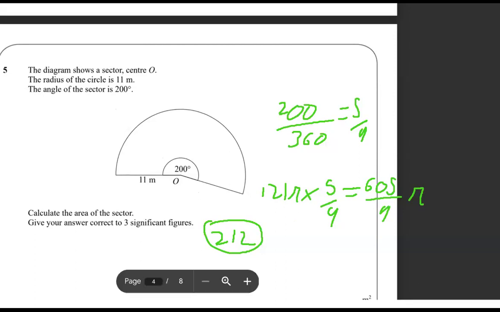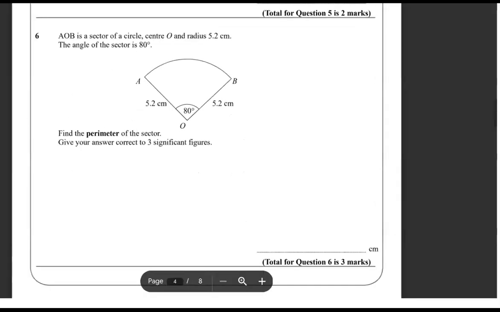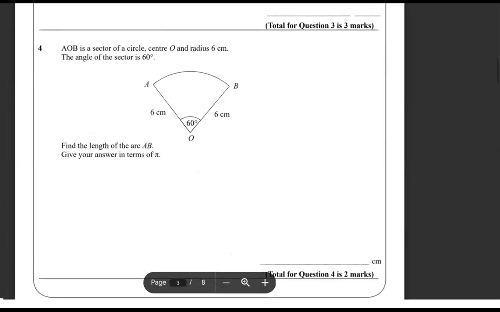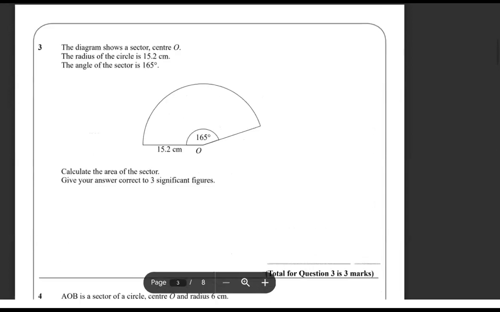So this is the final one now. The final one is length of arc. So that is the length of an arc. If you're asked to find the length of arc for this, what is the formula? It's going to be the angle divided by 360 times 2 pi r. Times 2 pi r squared instead of pi r squared? No, there's not a 2 pi r squared. That was still pi r squared, yeah.